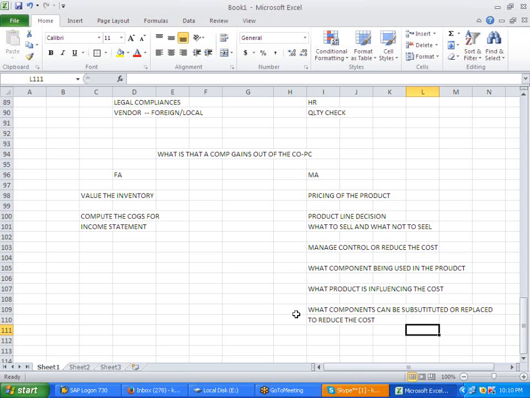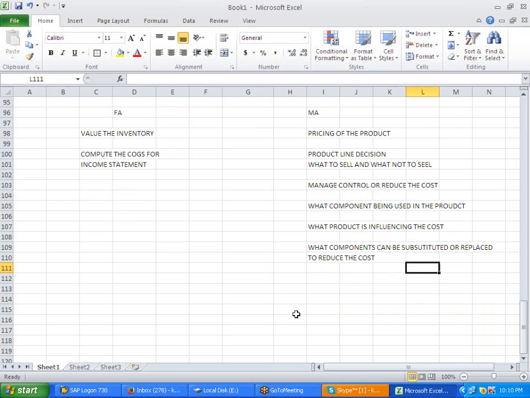What components can be substituted or replaced to reduce the cost? Or should the product be manufactured internal or external?